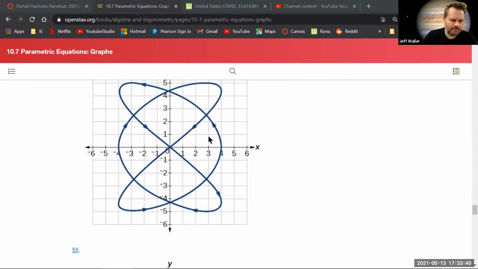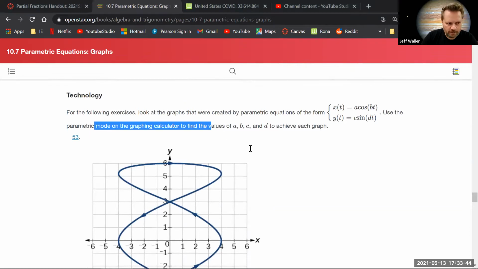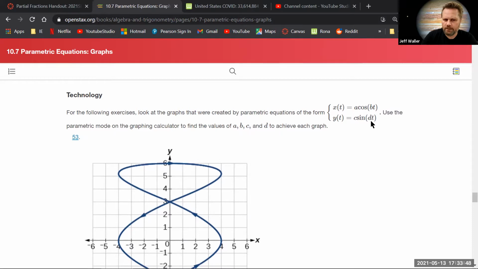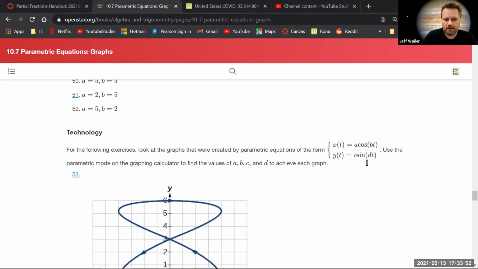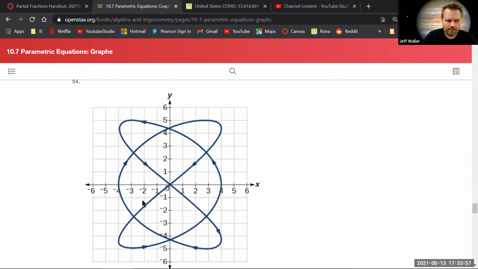The nice thing is you're supposed to use your graphing calculator to help you. So what do you do? You take a guess of what B and D are, and you see what it looks like, and then put it in your calculator, see what it looks like, and then keep trying to change B and D until it looks like this.